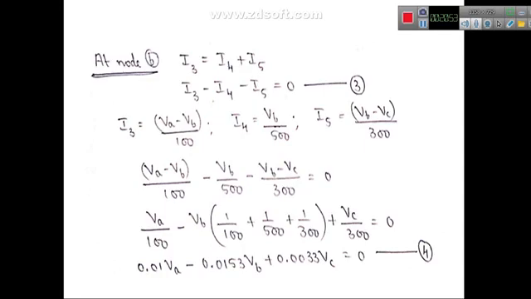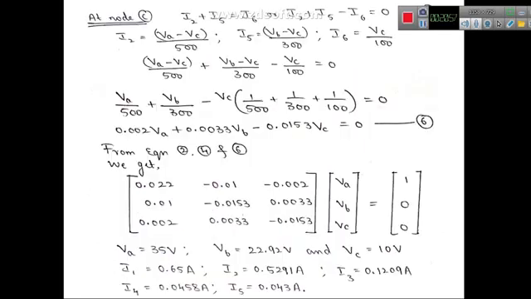So likewise you can go for node C also. This is the equation corresponding to node C. At node C, I2 plus I5 is equal to I6, or I2 plus I5 minus I6 is equal to 0. You know the equation for I2, I5 and I6. You substitute those values in this and expand it, then you will get equation 6. So this is the nodal equation corresponding to node C.